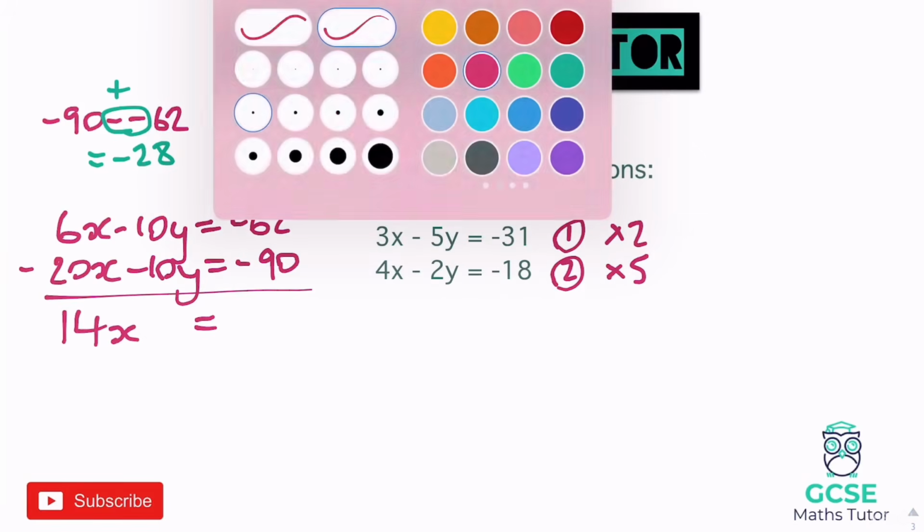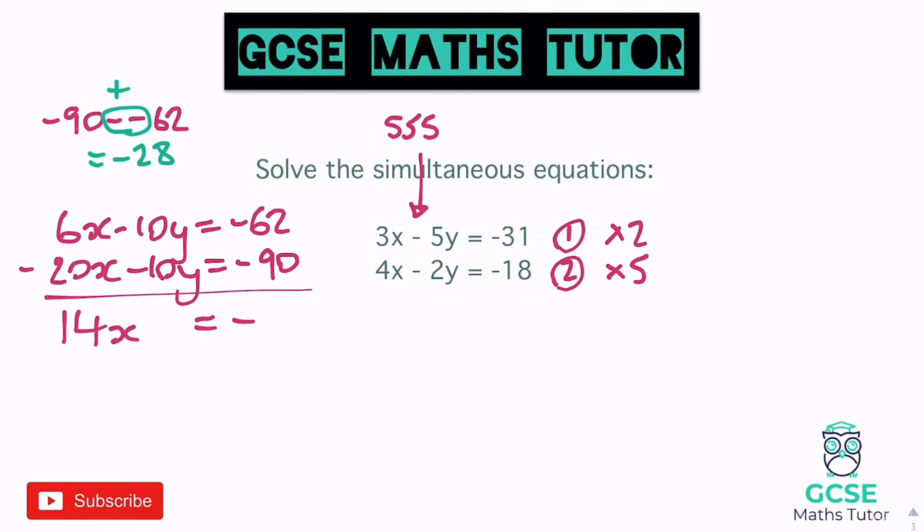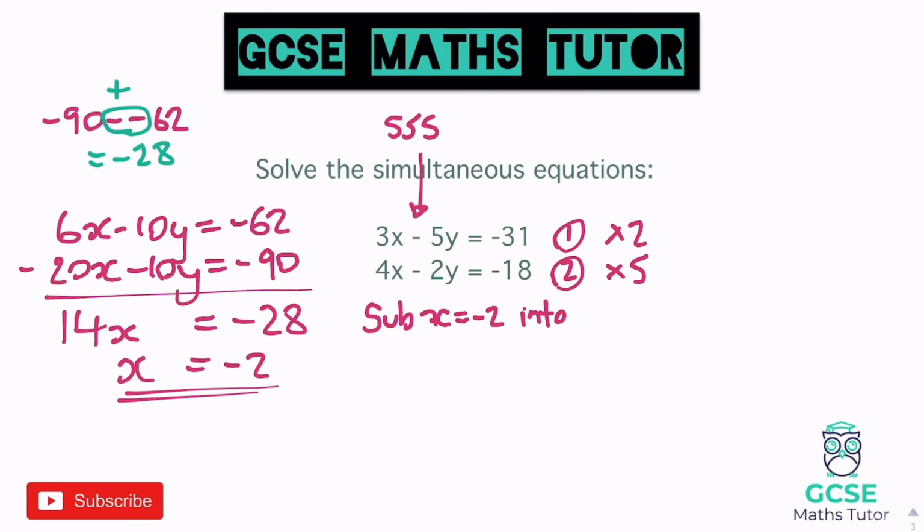So let's just put that value in. 14x equals negative 28. And then dividing by 14, 14 fits into 28 twice, so it fits into negative 28, we have negative 2 as our answer, so x is negative 2. And then again, just subbing that into one of these equations, they've both got a negative in, neither of them look particularly nice, so let's just sub it into equation 1 again. So sub x equals negative 2 into 1.